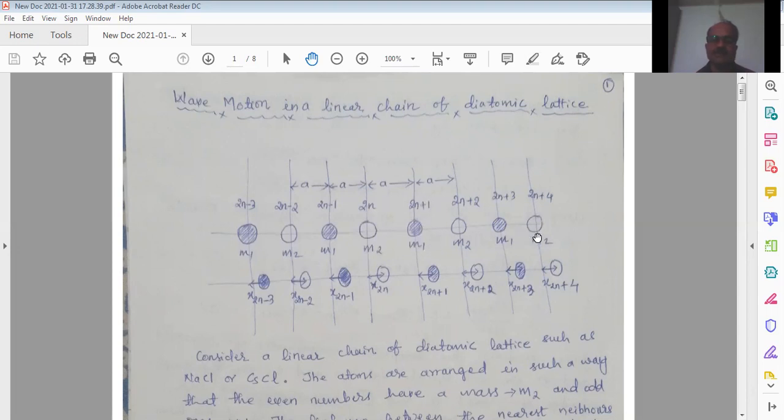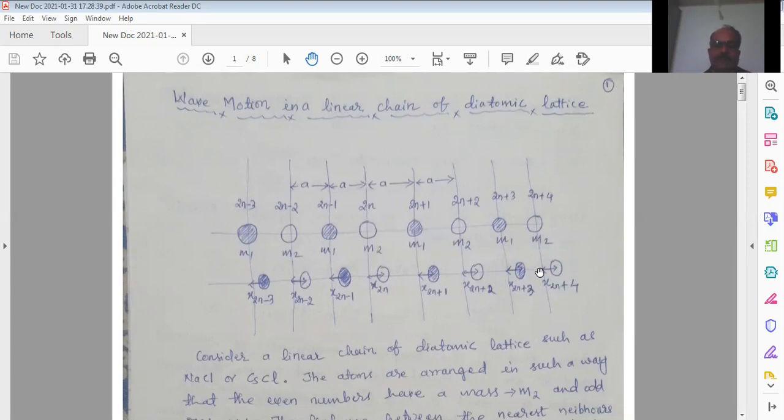Like this it continues. So a is the distance between two consecutive atoms. It is like the lattice parameter, as it is the distance between two successive atoms, and here this represents the distance between these two atoms.